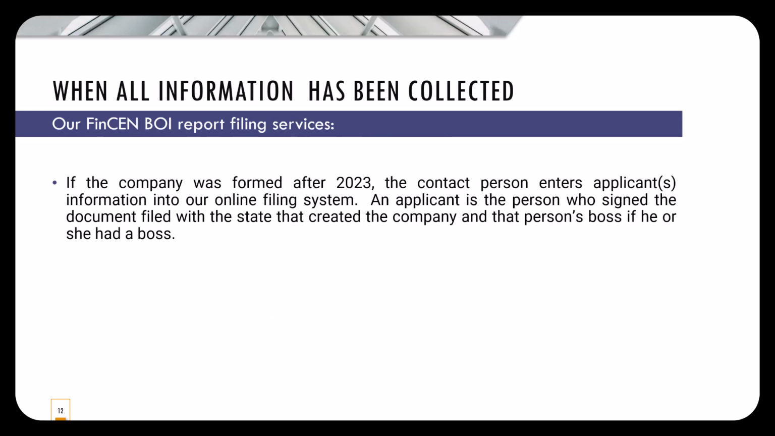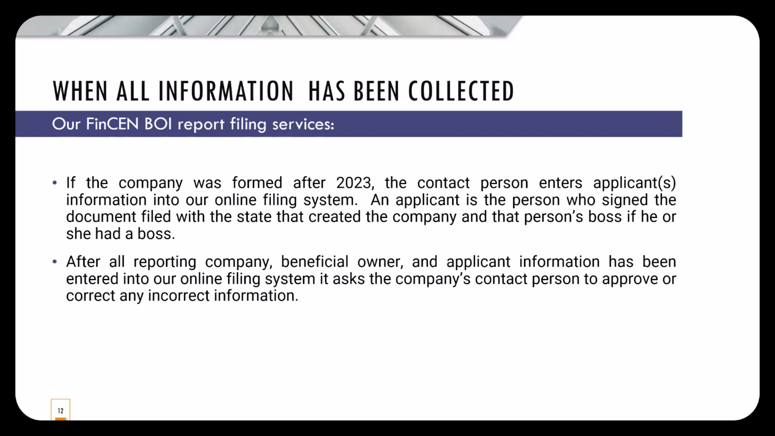Now, we also provide that if the company was formed after 2023, the contact person will enter applicant information into our system. An applicant is the person who signed the document filed with the state that created the company, and that person's boss if he or she had a boss.